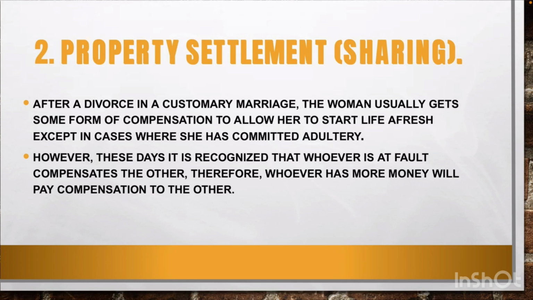This is the second element of family law. So after a divorce in a customary marriage, the woman usually gets some form of compensation to allow her to start life afresh, except in cases where she has committed adultery. So this is under customary marriage. Usually the woman gets some form of compensation. They will be given some of the goods and monies so that they can start their life afresh. But in case they commit adultery, there is no compensation that is given.